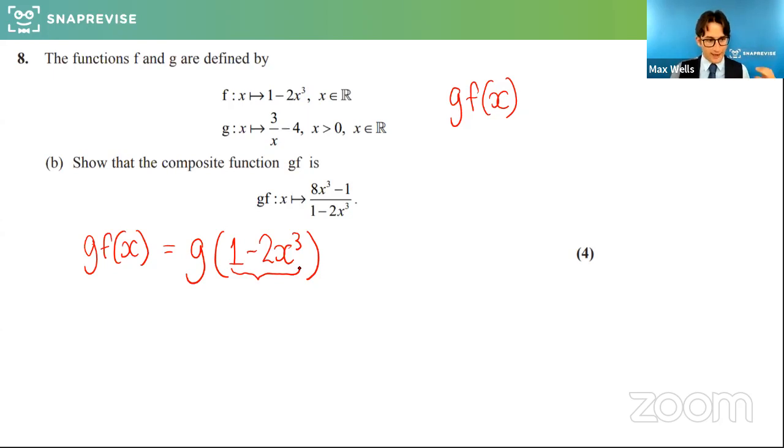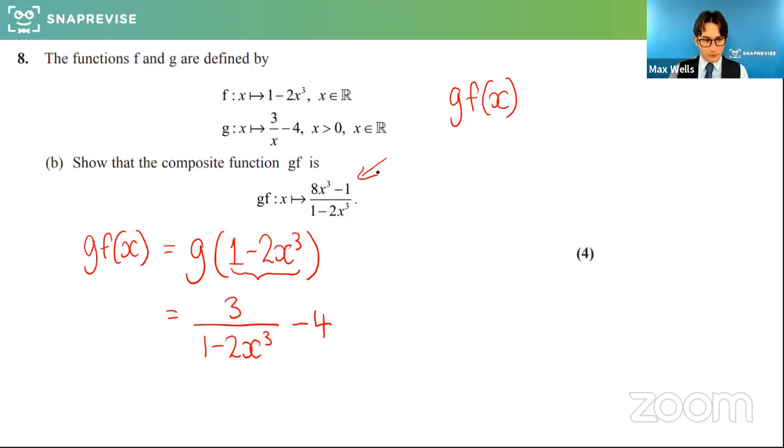So what we get there is what the g function does. It does 3 over the input minus 4. So what we're going to get is 3 over all of that minus 4. So now we've got it all in terms of x, but we're trying to show that it equals this. So we need to do a little bit more manipulation here.